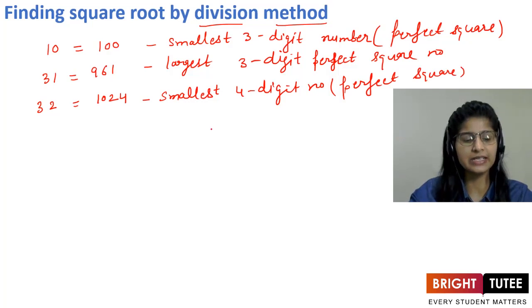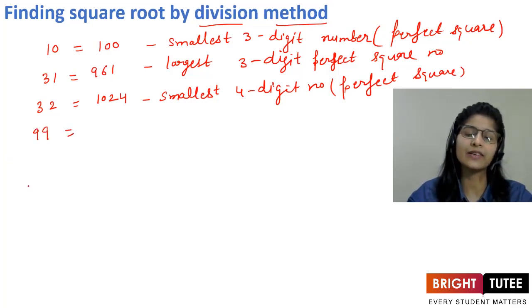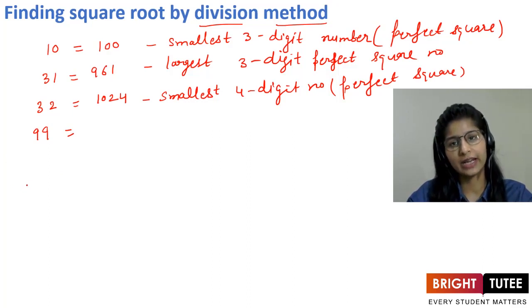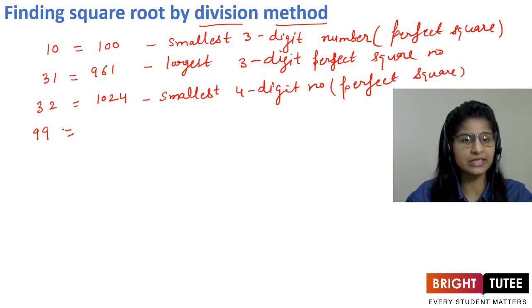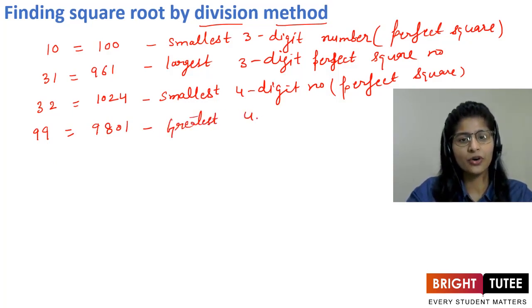Right, now we check for 99, because for 100 what do we have? We have 10,000, right? 10,000 will have 5 digits. For 4 digits the greatest square is of 99, that is 9,801, right? So this is the greatest, or we say largest 4-digit perfect square.